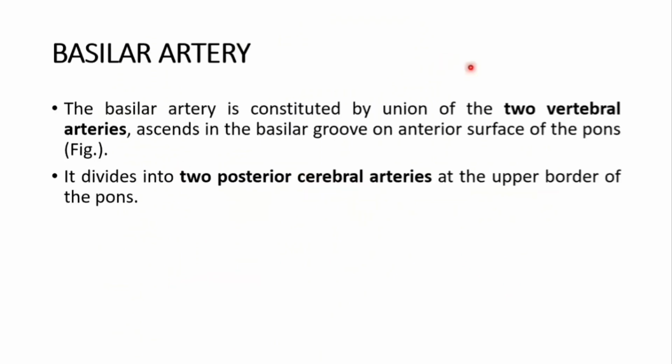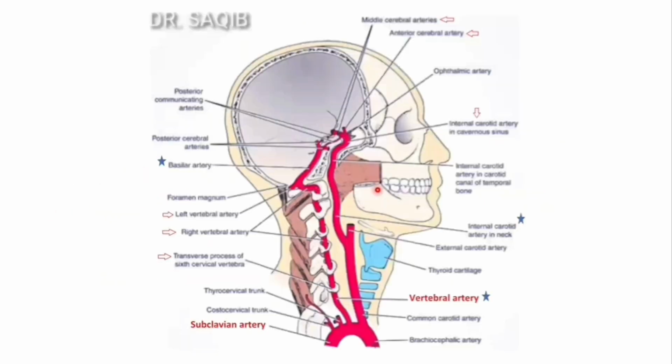So, very important, the basilar artery. The basilar artery is constituted by the union of the two vertebral arteries, told you already, in the basilar groove on the anterior surface of the pons. It divides into two posterior cerebral arteries at the upper border of the pons. So, two posterior cerebral arteries.